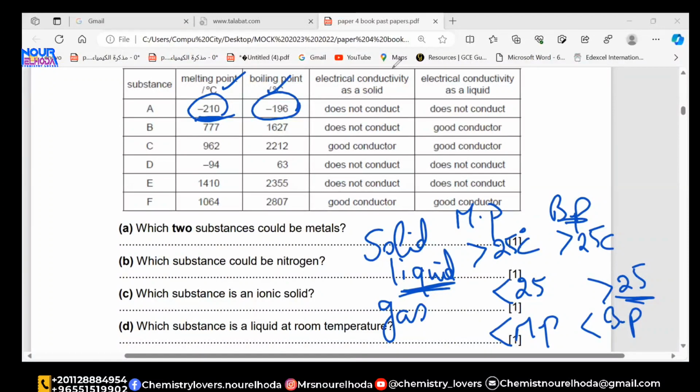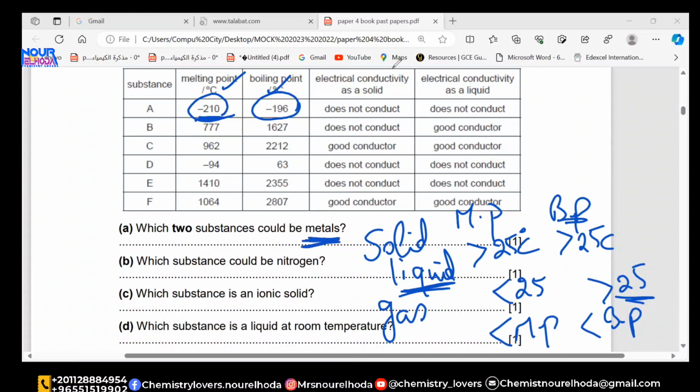So is this a solid, a liquid, or a gas? What do you think? Both numbers are lower than 25, so this is a gas. Can I ask a question? Yes dear, tell me. Yes, it's a gas. Why is it not A? Why is it not A?